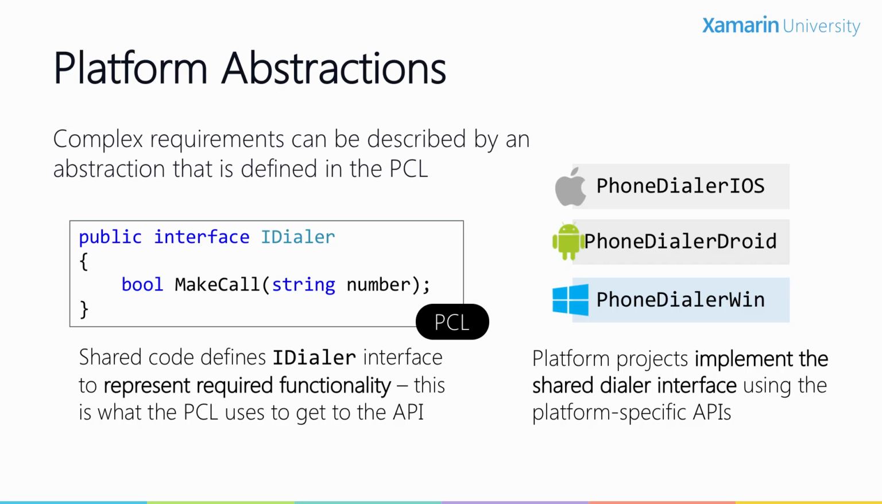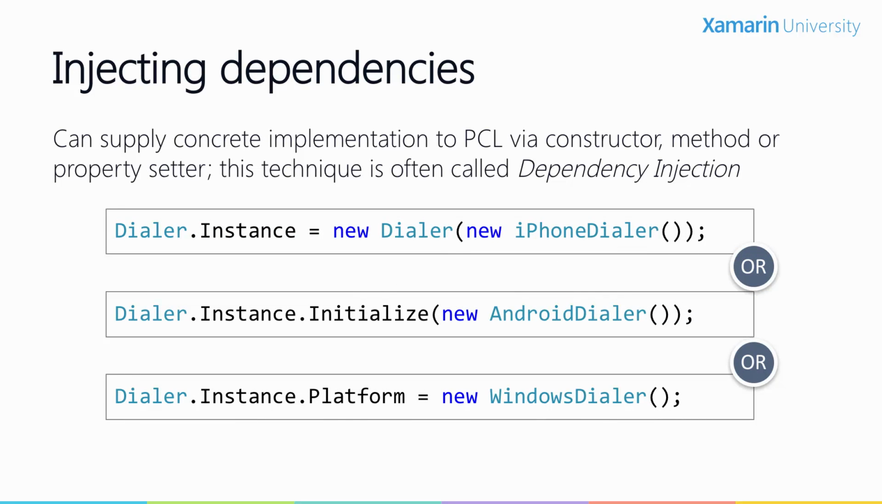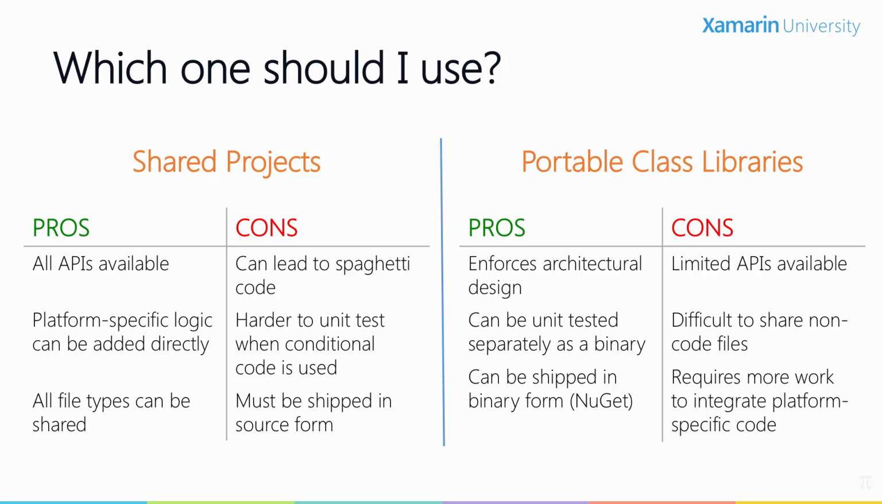This means we would create an interface, some sort of contract that gives our shared code, our PCL, access to a method that allows us to make a call. And then we implement this interface platform specifically. So one time for iOS, once for Android, and once for Windows. And to put everything together, we're going to use a technique, maybe like dependency injection, where we pass the concrete implementation to our PCL. So here you see three options: constructor injection, we pass it to one method, or we use property injection.